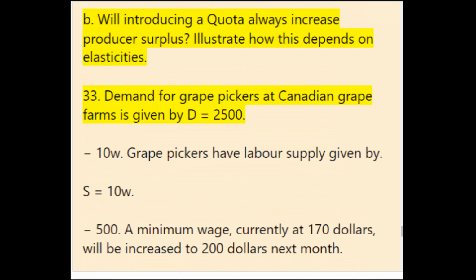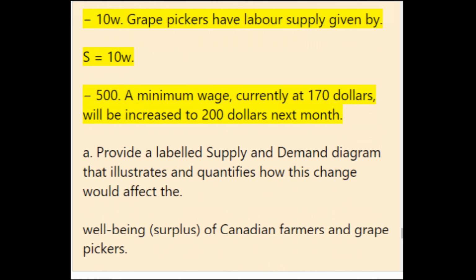33. Demand for grape pickers at Canadian grape farms is given by D equals 2,500 minus 10W. Grape pickers have labor supply given by S equals 10W minus 500. A minimum wage, currently at $170, will be increased to $200 next month.